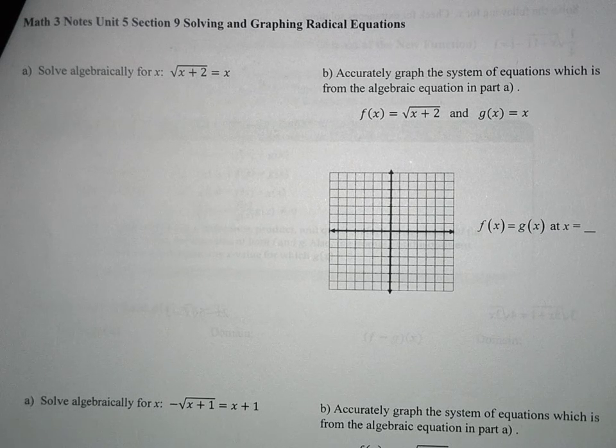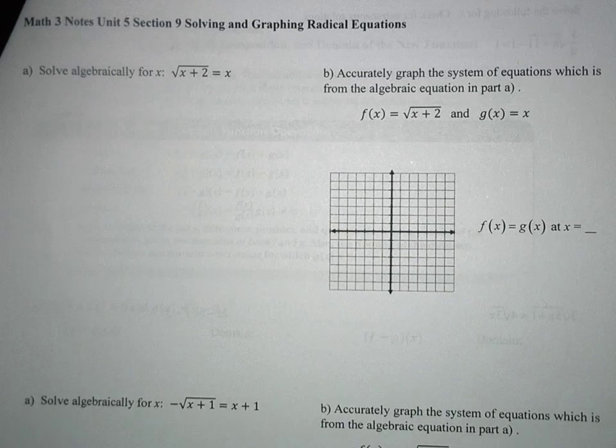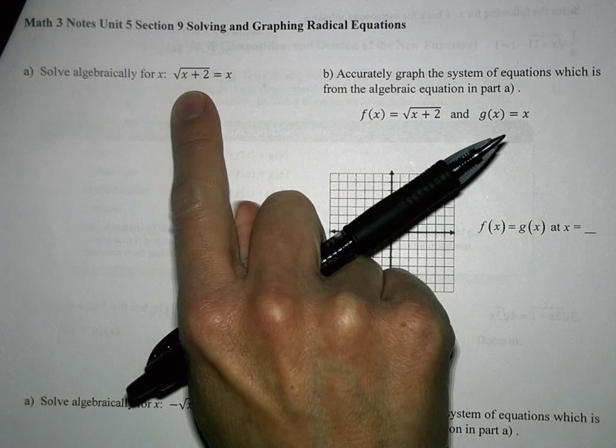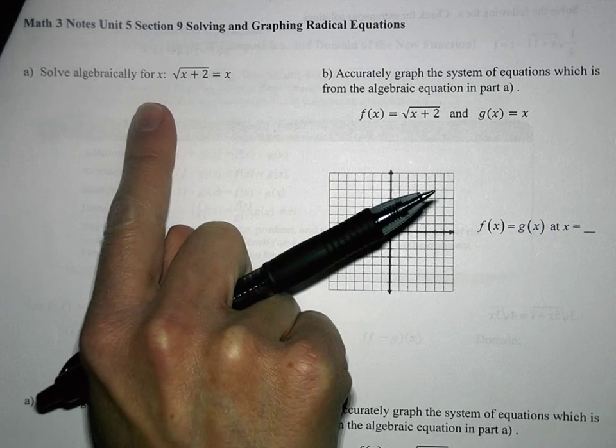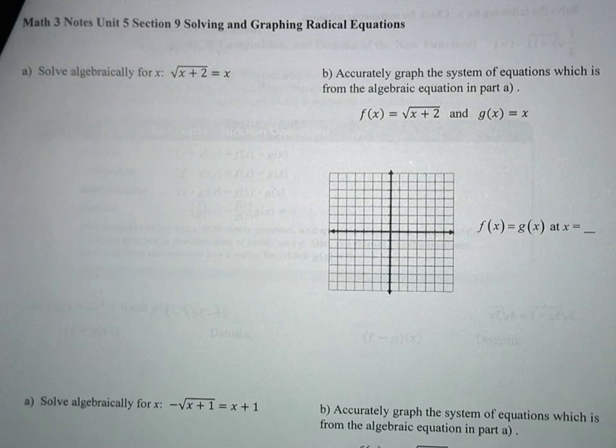Math 3, Unit 5, Section 9. This one's on solving and graphing radical equations. Okay? You will notice we have an equation here where you have a radical equaling x. When it says solve algebraically, we want to solve this for x.